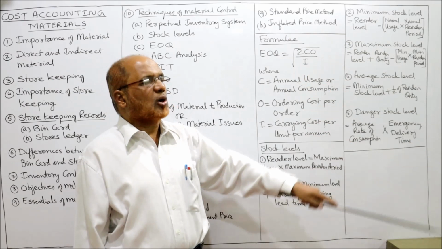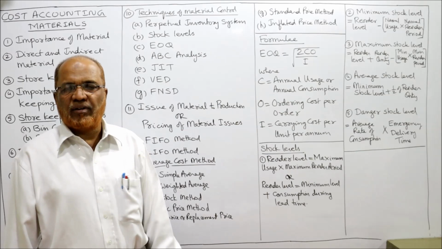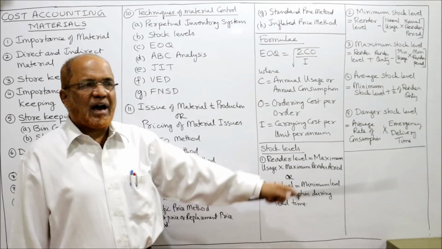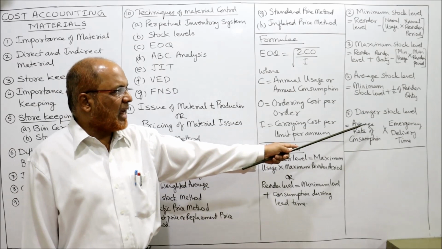Now minimum stock level. The formula for minimum stock level is reordering level minus normal usage into normal reorder period. Similarly, maximum stock level is equal to reordering level plus reordering quantity minus minimum usage into minimum reorder period. Next one is average stock level. The average stock level is minimum stock level plus half of reorder quantity. Then last one, danger stock level. The danger stock level is average rate of consumption into emergency delivery time.